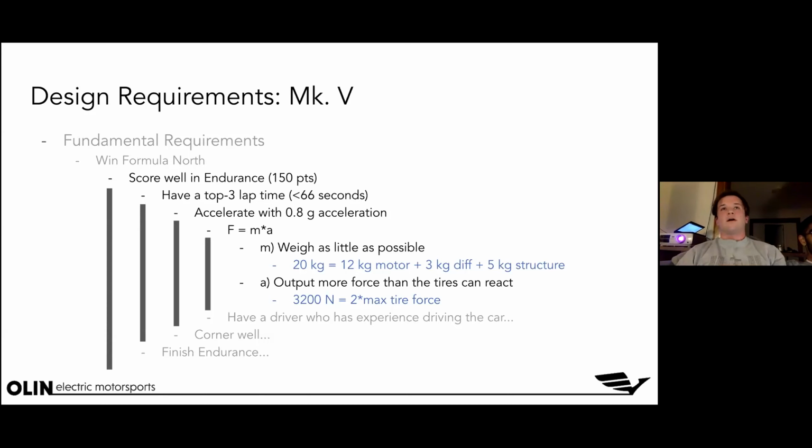Okay, well, how does something achieve that? With the fundamental equation F equals ma, we can either increase our force or decrease our mass to get higher acceleration. And so we want to weigh as little as possible, which, as you guys know, is a poor requirement. What that actually means in this case is that you have a 12 kilogram motor, a 3 kilogram differential, 5 kilograms of structure, things that we don't have defined yet, which means that our weight target is about 20 kilograms for this system. And then the output force, we want it to be more than the tires can react.